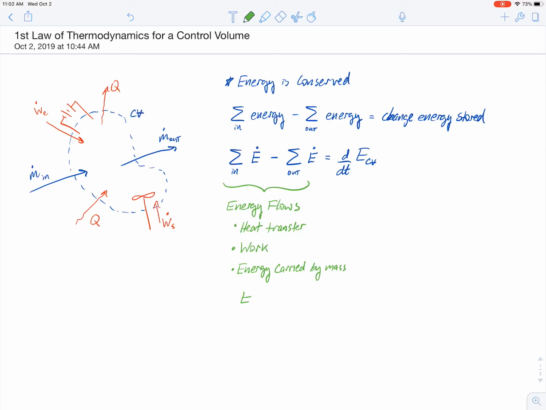I'm talking about a rate, so a time rate of energy. If it's carried by the mass, that would look like the mass flow rate times the intensive energy. Again, this is energy per unit mass being carried in by the fluid as it flows at a certain rate. So on the left-hand side, I have energy flows. On the right-hand side, I have energy storage.